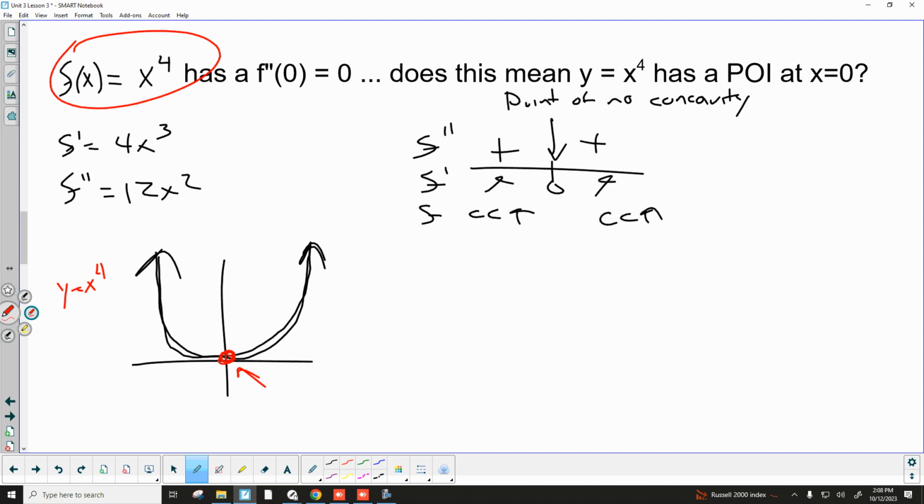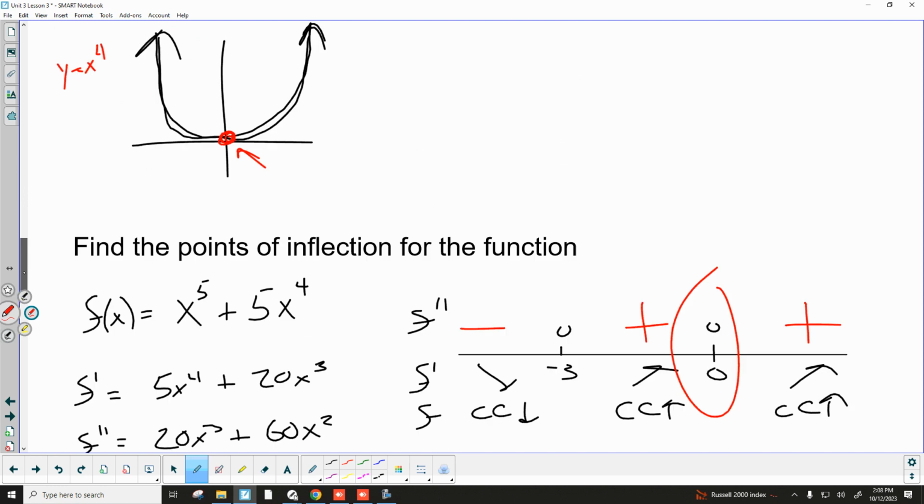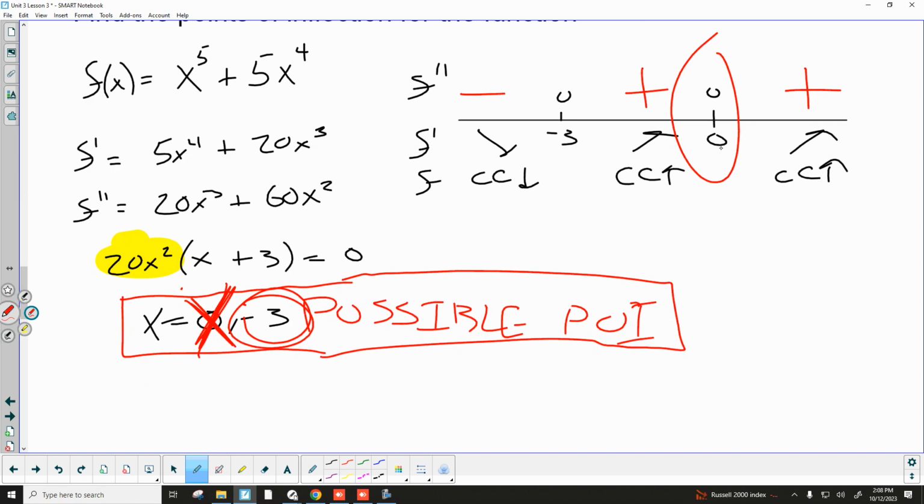Let's go to this one. I forgot to change the question. This should be that right there. Please add that in and then answer the question. What do you have to do?